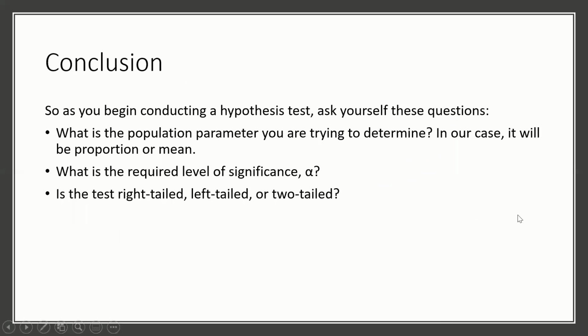So as you begin conducting a hypothesis test, you ask yourself these questions. What's the population parameter you're trying to determine? In our case, it's either going to be a proportion or a mean. What's the required level of significance alpha? And is the test right-tailed, left-tailed, or two-tailed?